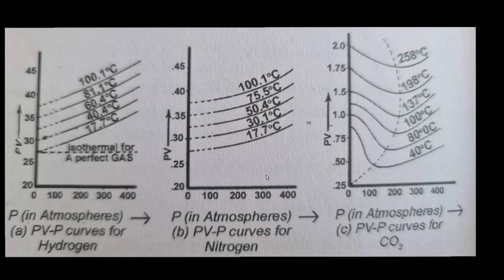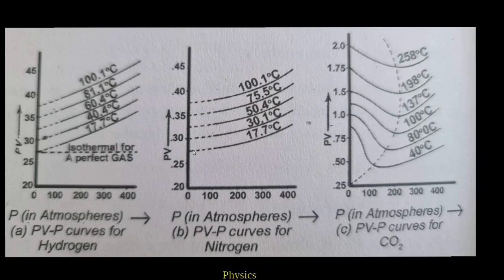Okay, now for the nitrogen gas here, again considering below 100 atmospheres, what is the nature of the decrease by increasing the temperature? Here we first keep a constant temperature of 17.7 degrees centigrade and study the behavior of the isotherm. So below 100 atmospheres it reaches a minimum value, so a small decrease is there.